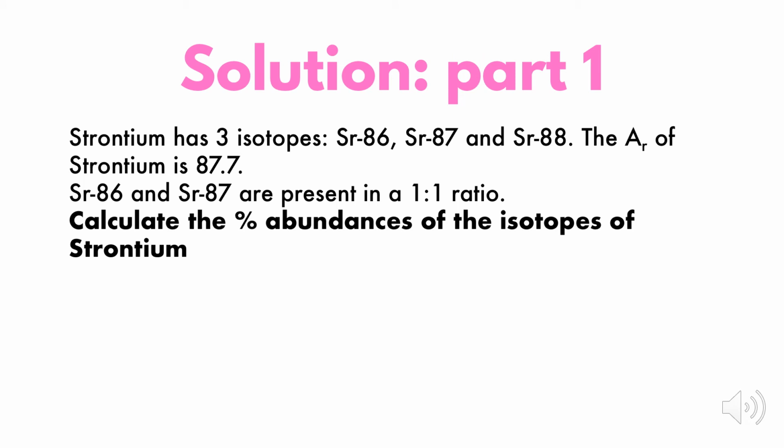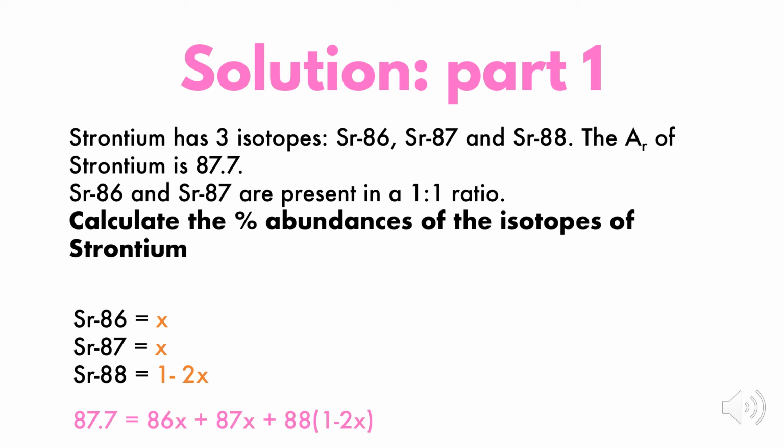Right, let's check your answer then. Now, the key piece of information we have here is that strontium-86 and strontium-87 are present in a 1-to-1 ratio. That means whatever the abundance of strontium-86 is, strontium-87 will be the same. Based on that, it makes sense to make strontium-86 and strontium-87 X. And then strontium-88 will be 1 minus 2X. That gives us the expression 87.7 equals 86X plus 87X plus 88 times 1 minus 2X.